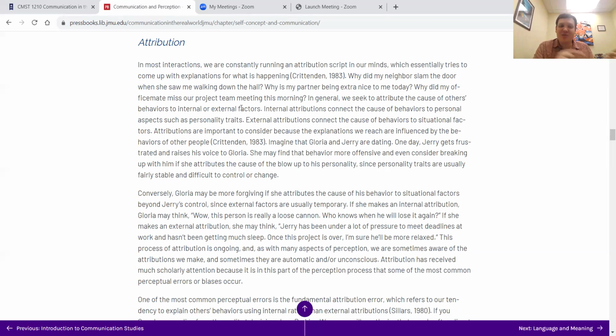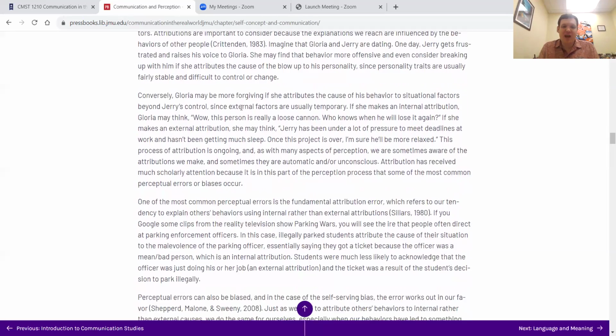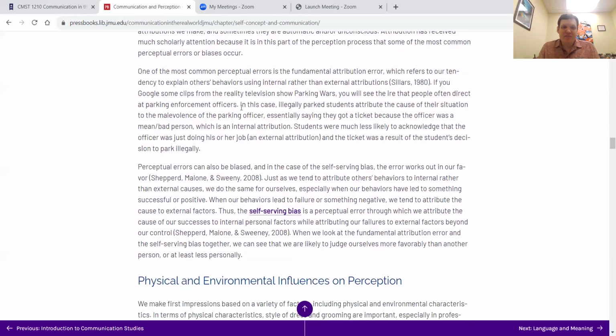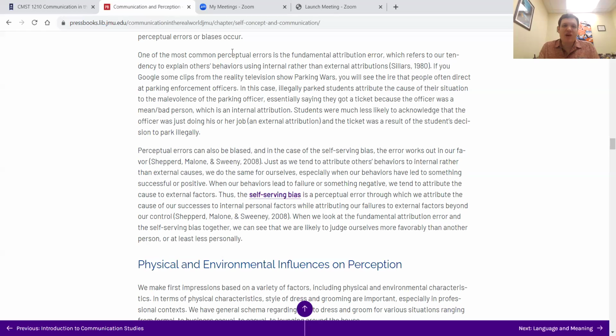So based on how we like someone or dislike them, or as we're getting to know people, we may be more likely to pick either an internal or an external factor based on the relationship that we have with them. And again, if we're getting to know someone, based on how we're interpreting that information, we may start liking them or disliking them or viewing them in a different way based on the attribution. So it talks about one of the most common perceptual errors, the fundamental attribution error, which refers to our tendency to explain others' behavior using internal rather than external attributions.